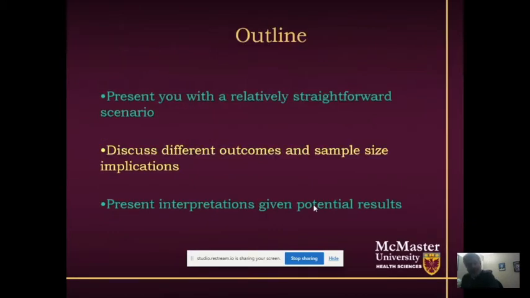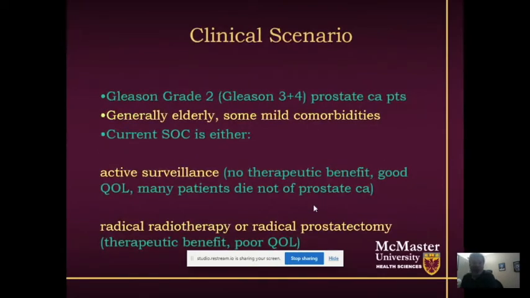And what I'm going to do and talk about for the next 10 minutes is present you with a relatively straightforward scenario, and then, as I said, discuss how the different outcomes and the sample size implications, as well as the interpretations of the results, can lead to different inferences based on what outcomes you end up choosing. So the scenario that I chose is an actual trial that I was working on a little while ago.